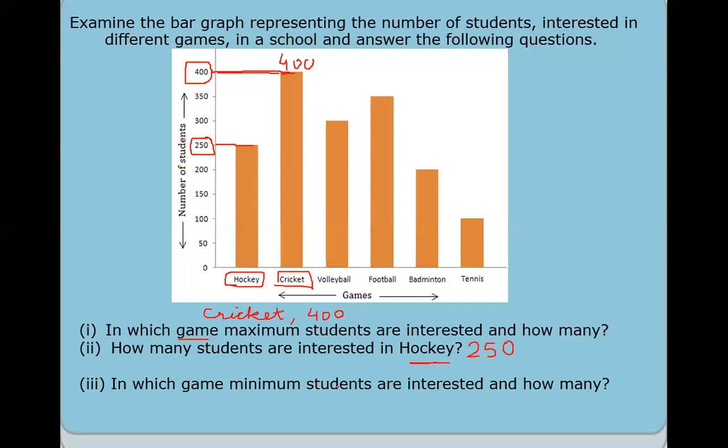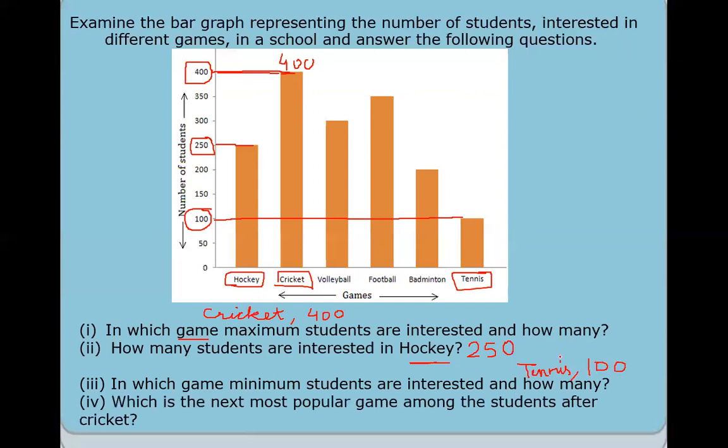Next is: in which game are minimum students interested? Look at the size of the rectangular bar, so short. I can observe that tennis is minimum liked by the children. The tennis game is the one which is minimum liked by the children. So you have to write tennis and how many. Just draw a horizontal line, which will give you the numerical value, the number of students who like tennis. This will be 100 only. So you have to write 100.